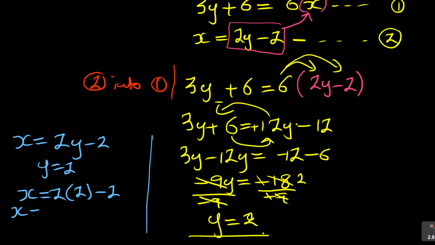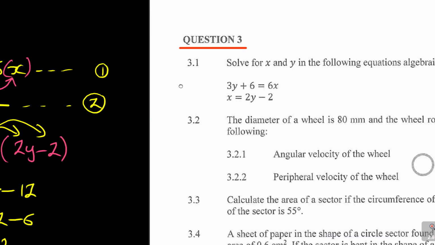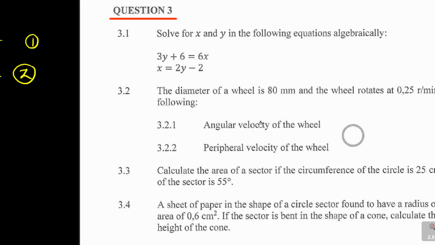X is equal to 4 minus 2, which is 2. So the question was find x and y. So x is equal to 2, y is equal to 2. Guess what? You need to test this. So use a calculator. You test the left hand side, you test the right hand side.